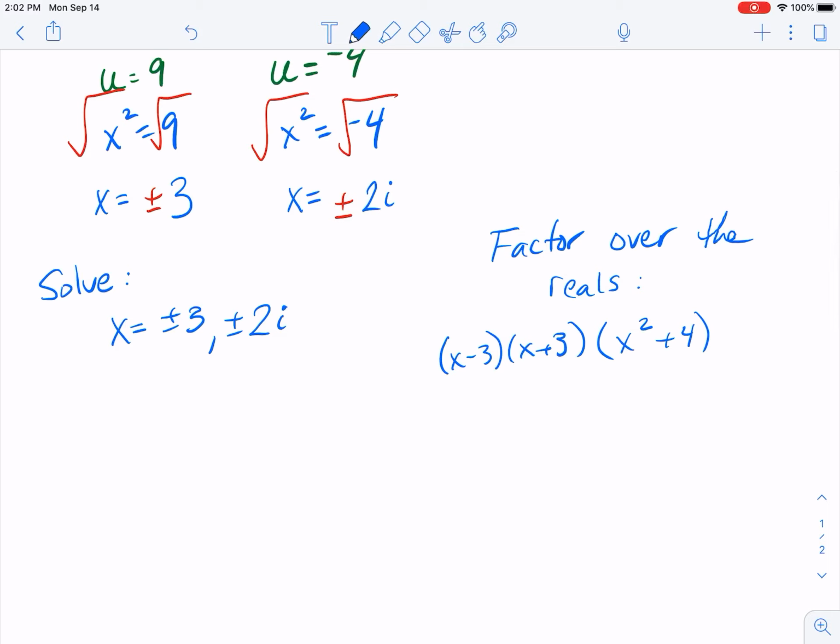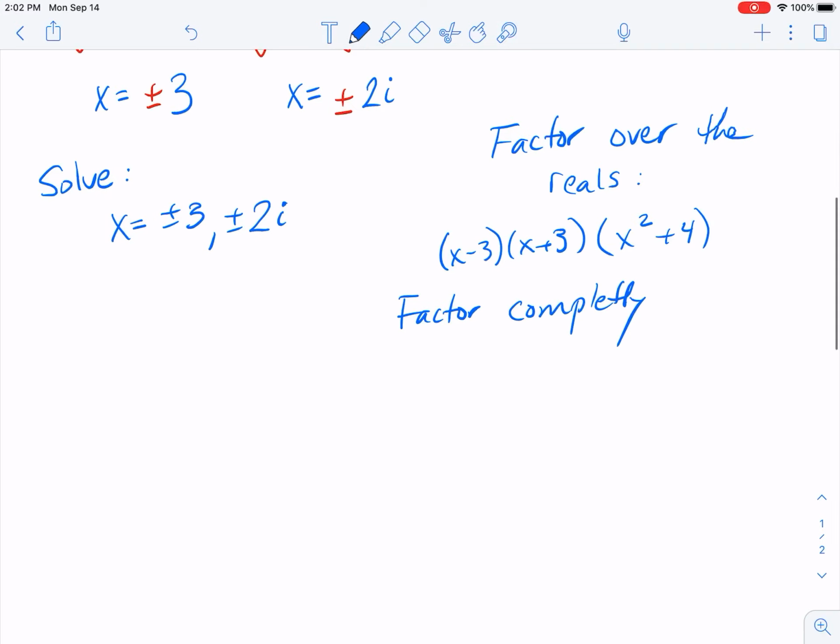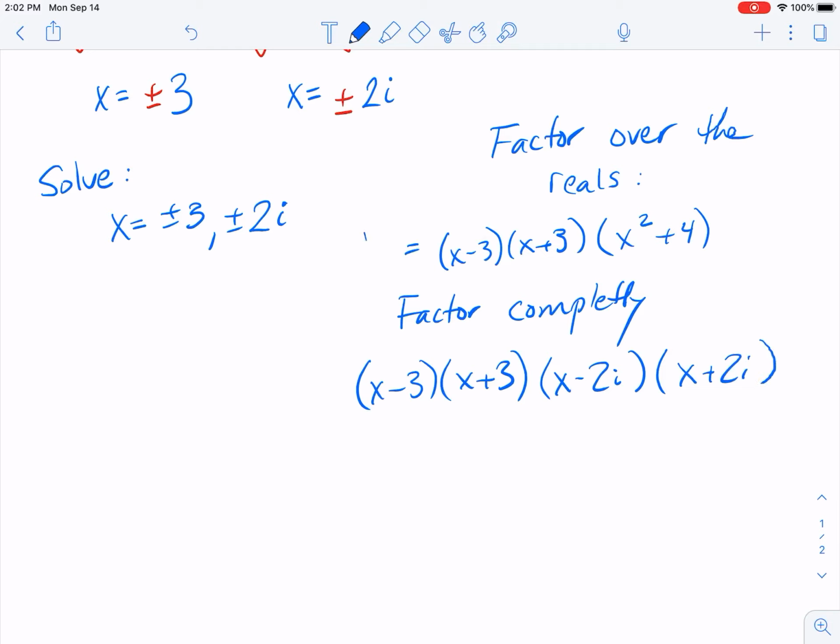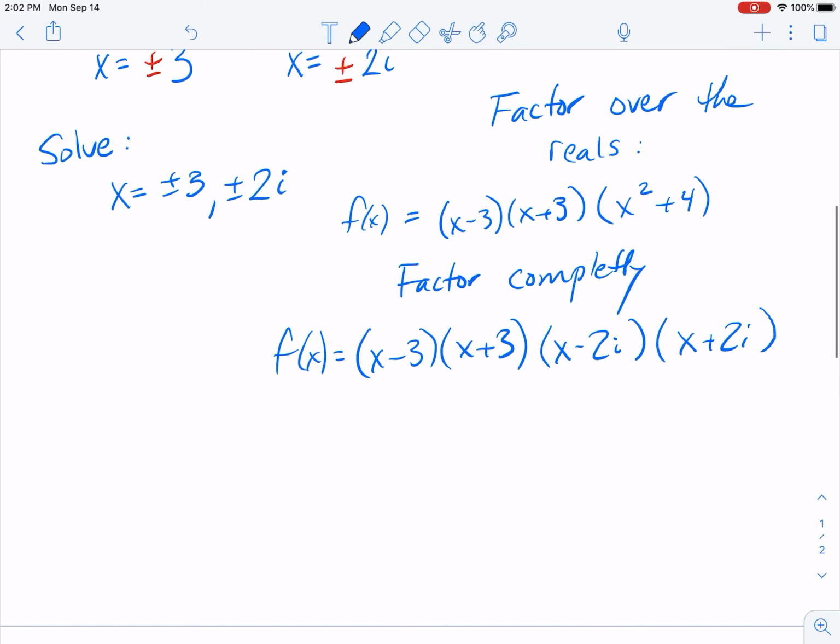If they had said factor completely, I would say x minus 3 times x plus 3 times x minus 2i times x plus 2i. And this would be equal to my f of x, or to 0 or whatever. So this would be factor completely. They might also say factor over the complex numbers. Notice they introduced complex numbers on this one, but we weren't allowed to have complex numbers before.